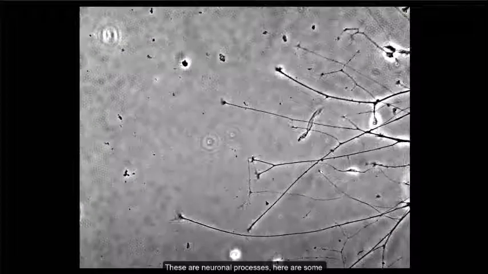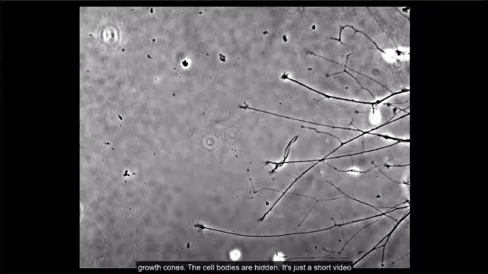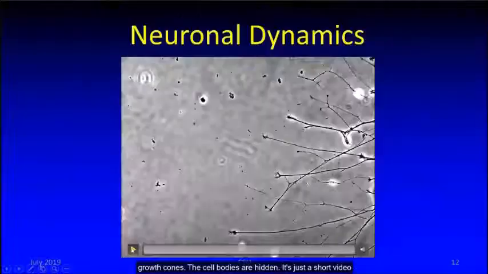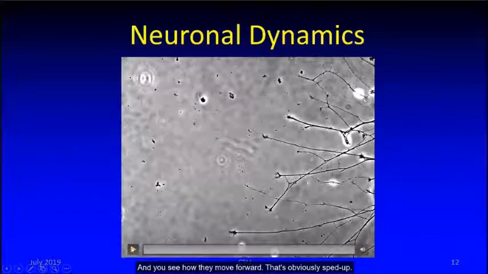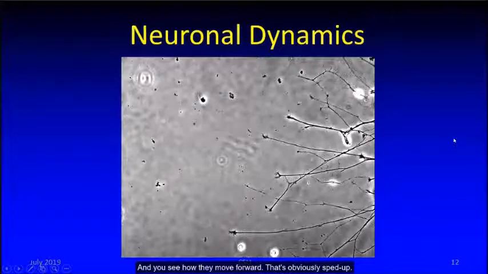So these are neural processes. Here are some growth cones. The cell bodies are hidden, and it's just a short video that shows you the motility. And you see how they move forward. That's obviously sped up. That's the control condition.